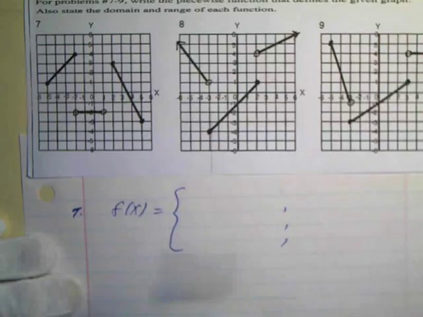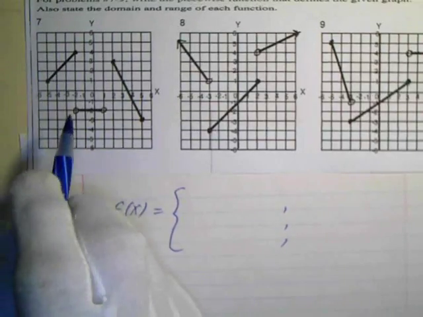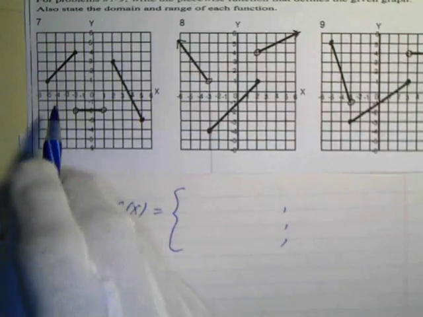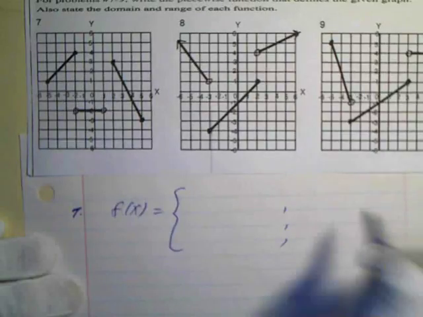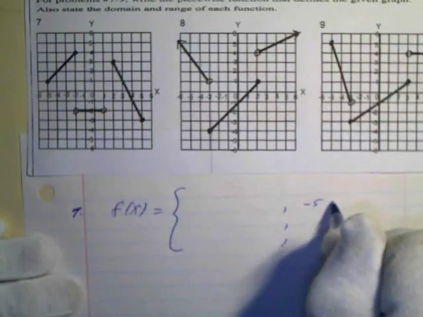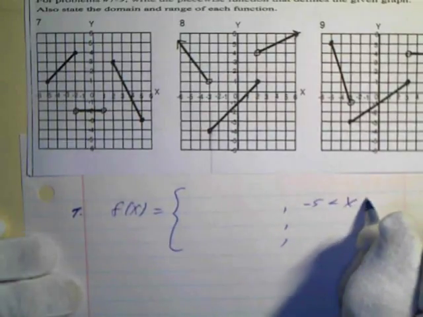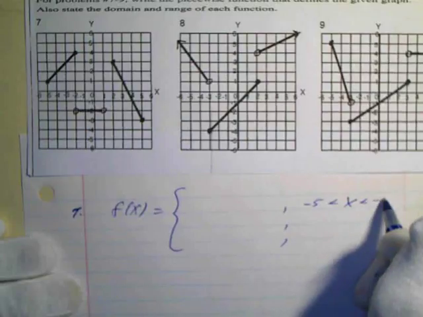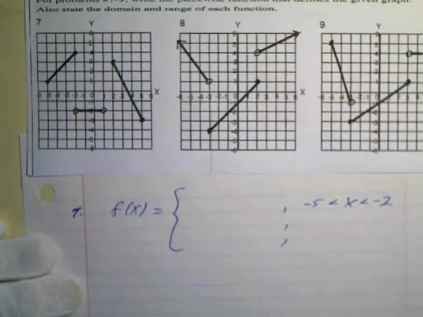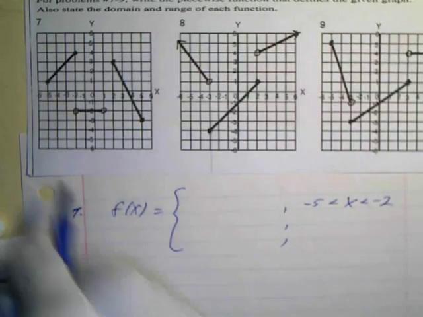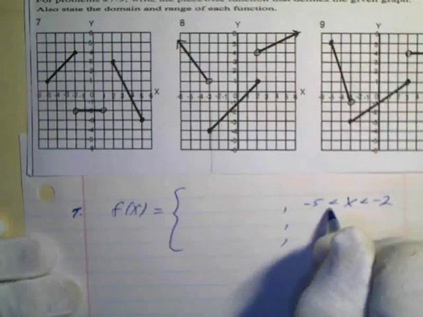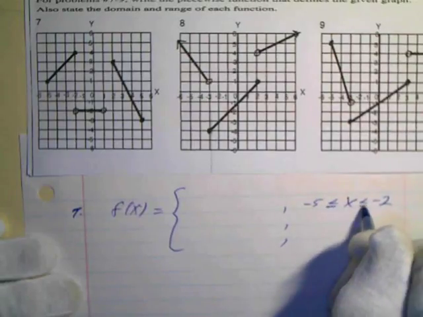So my first domain is going to be from here to here, so it looks like it's going to be from -5 to -2. So what I'll write is -5 less than x less than -2. Is that all right? And then I'll see if I've got any equal signs, and actually I have equal signs at -5 and -2, so I'll just put the equal signs in then.